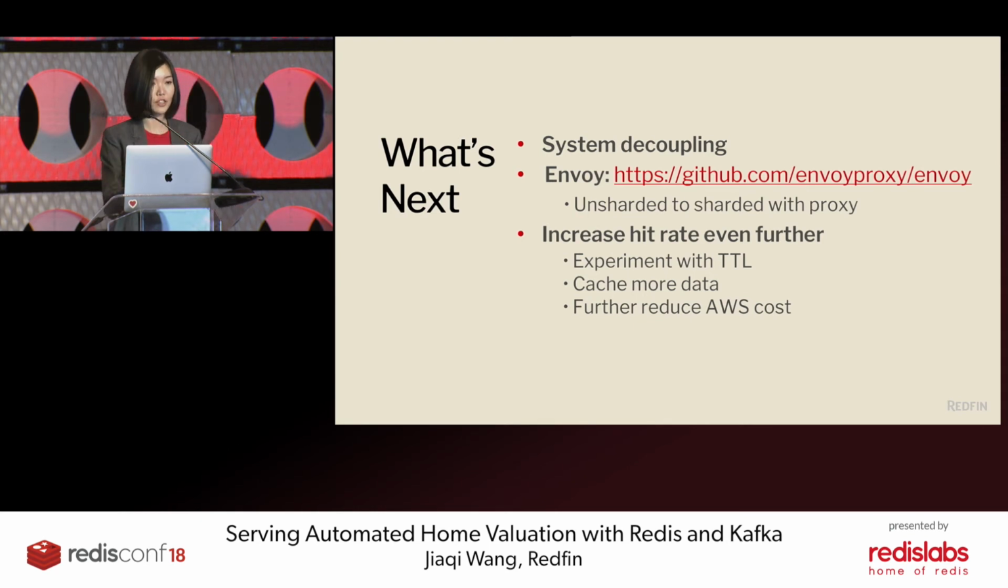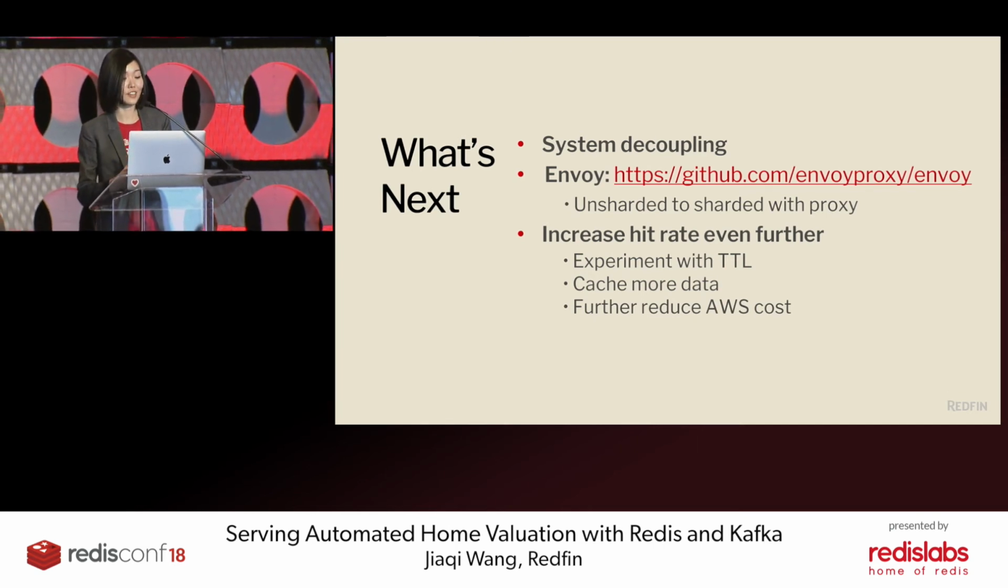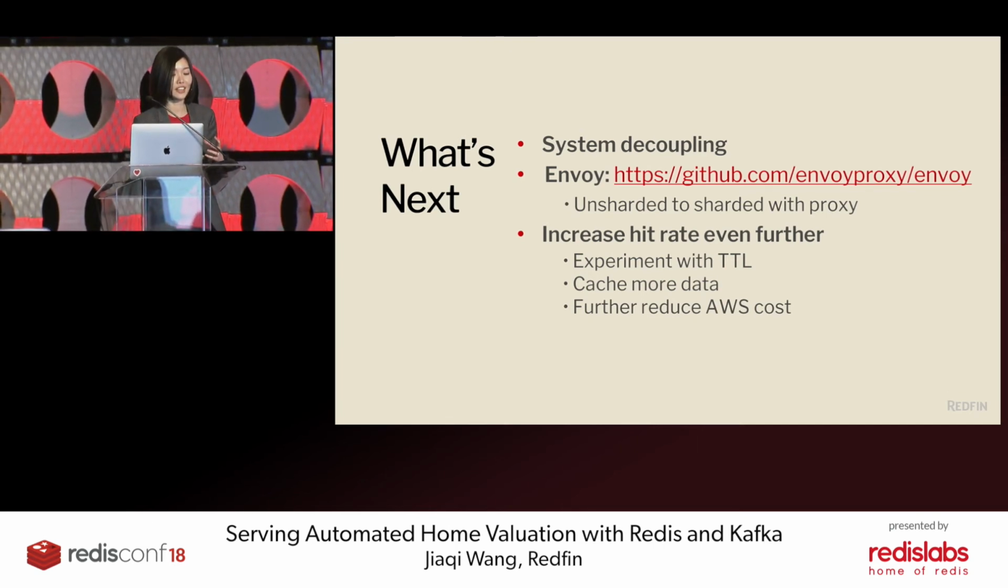Second thing, if you went to the talk given by Daniel Hockman from Lyft yesterday, he introduced an open source project called Envoy that can serve as a Redis proxy. And we're looking into the possibility of adopting that to migrate our single sharded cache instance to a sharded cluster with the proxy sitting in the front.